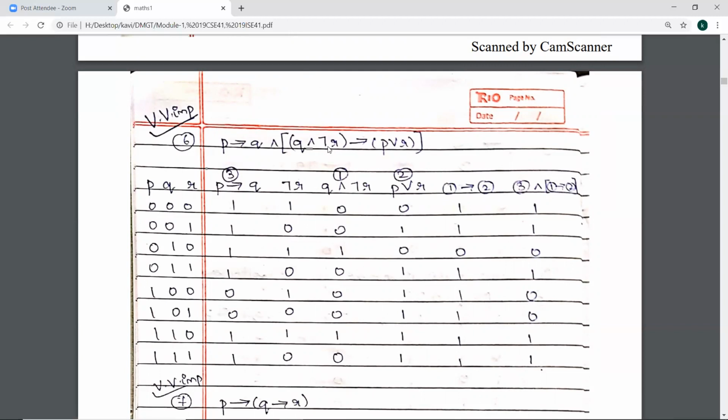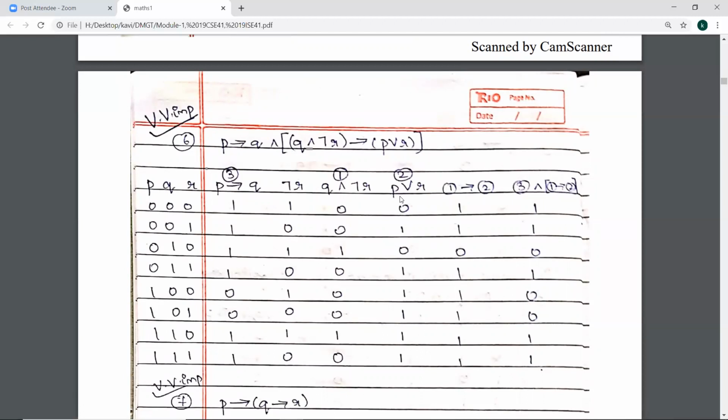Then I want negation R. So by using the column R, find what is negation R. Next I want Q and negation R. So the definition for conjunction is when both are true, then Q and negation R is true. So I need to check the column Q and the column negation R. Q, this is the column Q, this is the column negation R. So this is the truth value for Q and negation R.